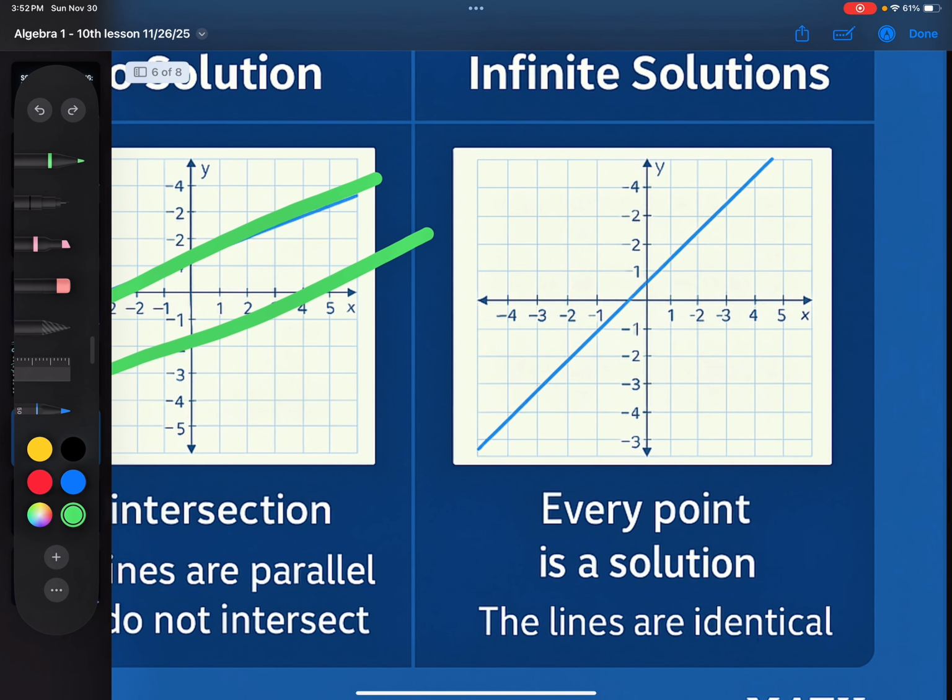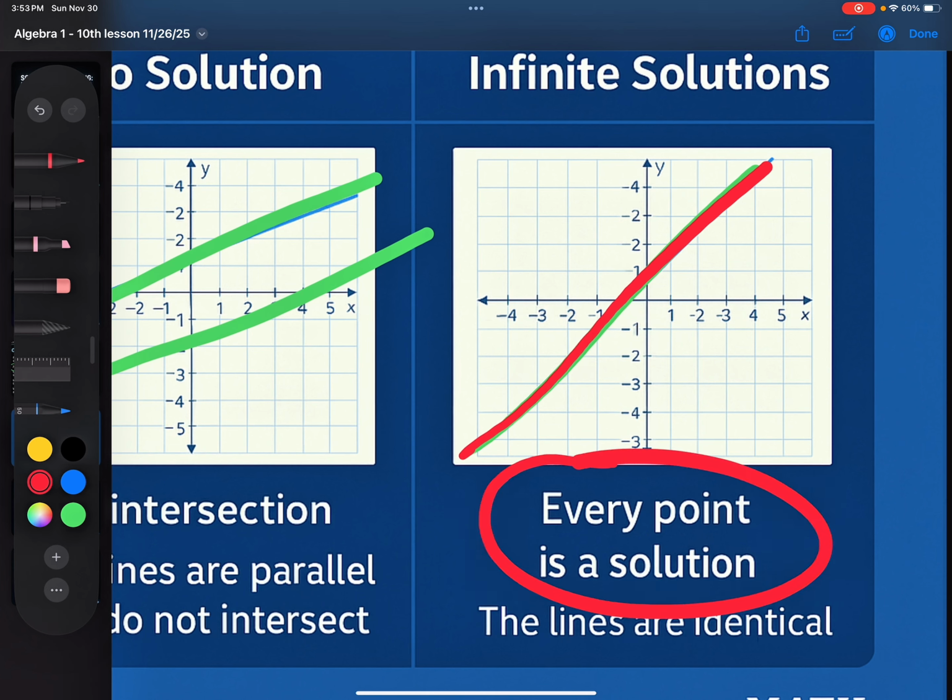And then sometimes we have two lines where, let's say this is one line over here, and then I'm going to put in another color, a line on top of that. Well, what that means is that it has infinite solutions, because every point is a solution. They intersect in every single point of the lines. So the lines are exactly identical. That means infinite solutions.